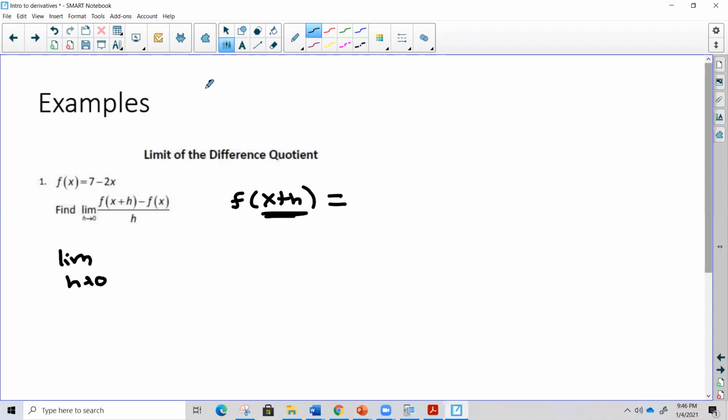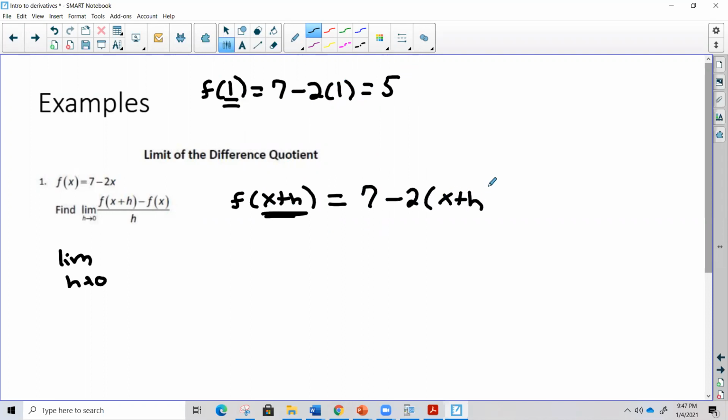Okay, so just like, remember, if I wanted to find f of 1, I would replace every x I see with 1. Just as an example of something more tangible that you've seen. So this would be 2 times 1, which is 2, and 7 minus 2, which is 5. So we replace whatever is here for all the x values. And so because I want x plus h, I replace every x I see with x plus h. When I do that, I have to put parentheses around it.